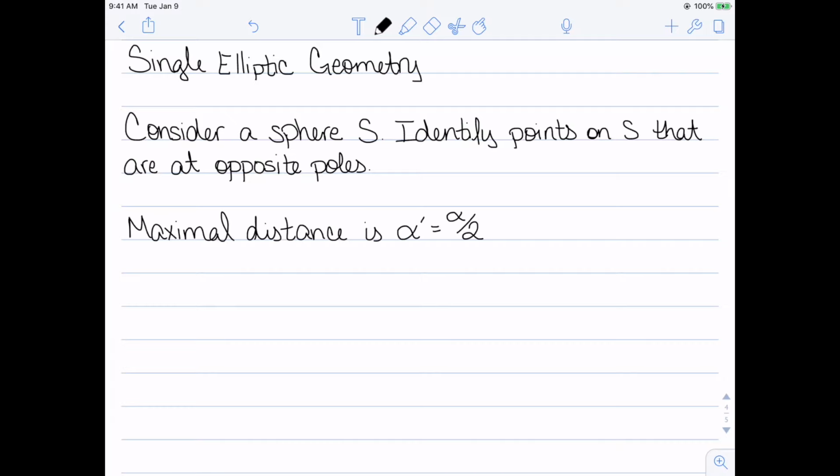In this case, the maximal distance is alpha prime, which is alpha over 2, where alpha is the maximal distance on the sphere. So I'm cutting the maximal distance by half.